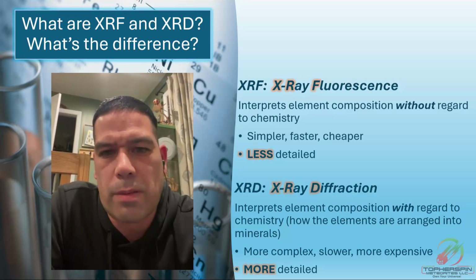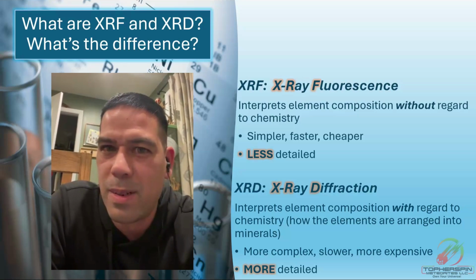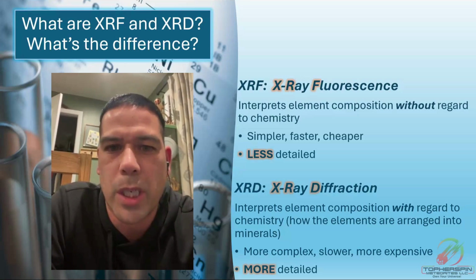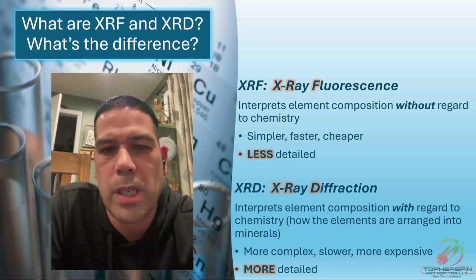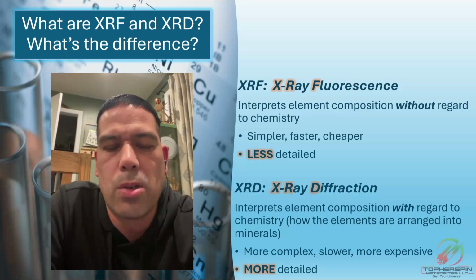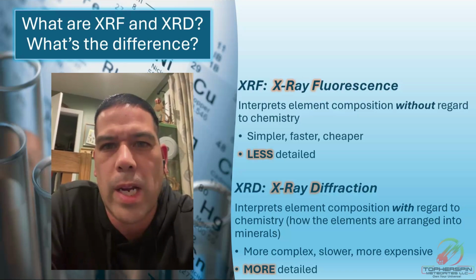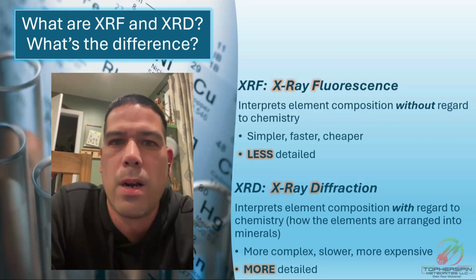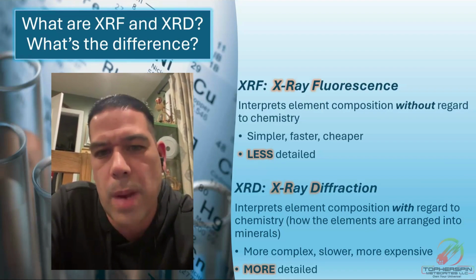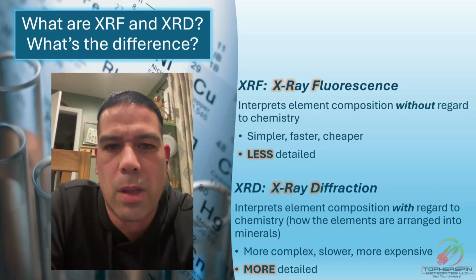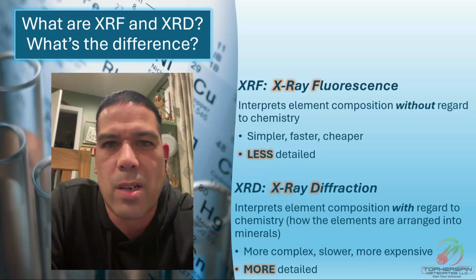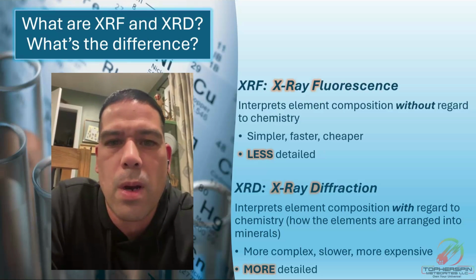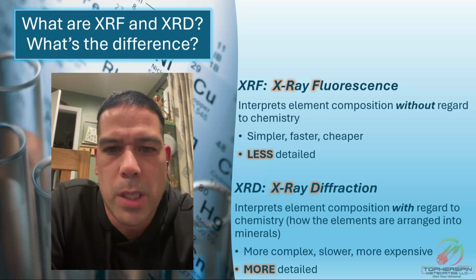XRD is X-ray diffraction. That's more expensive, right? Those are basically lab machines. And the major difference is it's going to take a longer sample test, and it's going to tell you how the elements are arranged into structures. So basically, it's going to tell you what minerals are in there, right? I arrange the elements, I make minerals, and so it's going to give you a little more data. Again, that's kind of out of the reach of the average collector or most places you're going to go to, because they are more expensive machines.